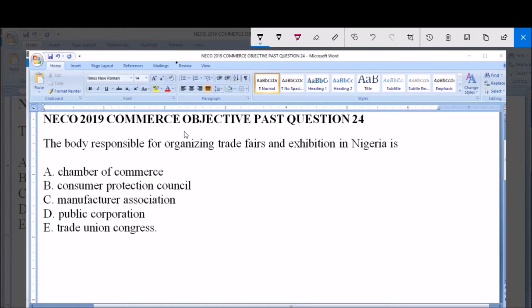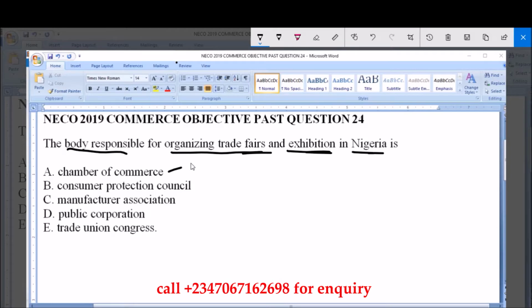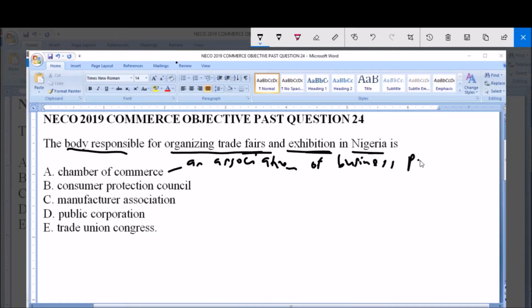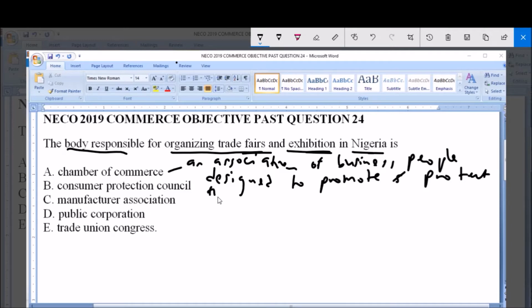So let's look at each of these bodies in the options and see the function they perform. Now the Chamber of Commerce is an association of business people designed to promote and protect the interests of its members, that is the business people.